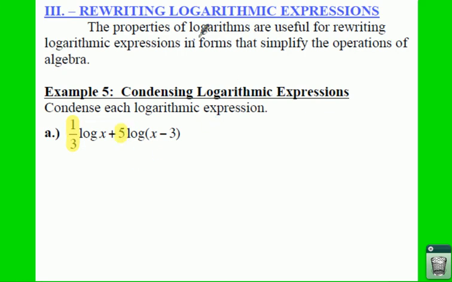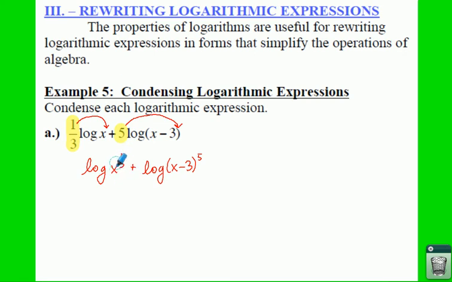If you remember correctly, if you have a coefficient in front of a log, you have to use the power property. This 1/3 is going to move up on top of this x, and this 5 is going to move up on top of the x minus 3 on the outside here. So what you're going to end up with is log of x to the 1/3 power plus log of x minus 3 to the 5th. We've gotten rid of our coefficients out in front of our logs by making them powers.